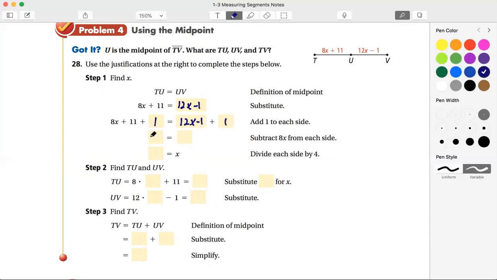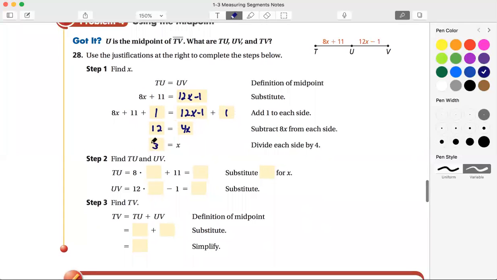Then we're going to subtract 8x from both sides. So I'm going to do that, and I'm left with 12, and then I'm going to be left with 4x. And then I'm going to divide by 4, so I'm going to be left with 3. All right, now I'm going to take that 3, and I'm going to substitute it back into my equation. So 8 times 3 plus 11, that's 24 plus 11, that gives me 35. So what did I do? I substituted in 3 for x. Same thing for UV, so 12 times 3, which is 36 minus 1, we get 35.